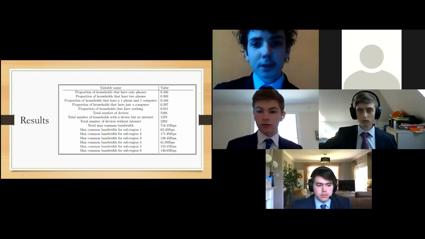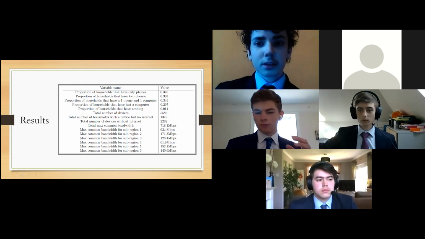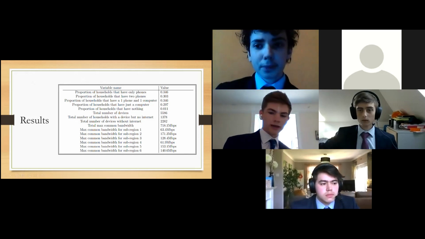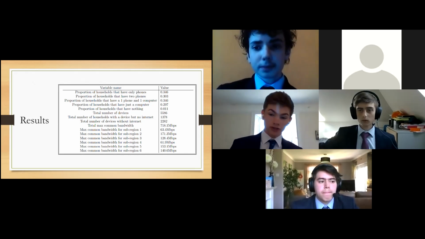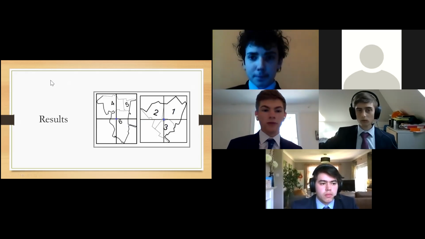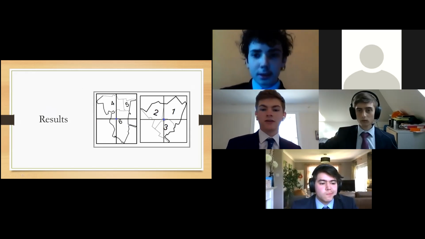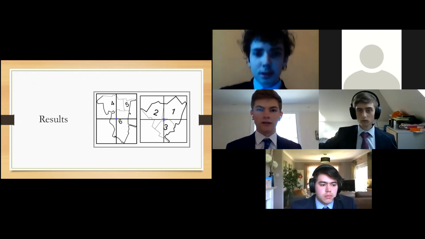So these are the results that this gave us. The most important ones are the final 6, the max common bandwidth for each subregion. Using these is what allowed us to find which nodes we should use, which nodes would be the best that would encompass the region and use all the bandwidth. And using this data, we found that 2 medium nodes placed, as you can see on screen, would be the best. We placed them in the center of each region to make sure we can encompass the whole thing with the radius the node emits.